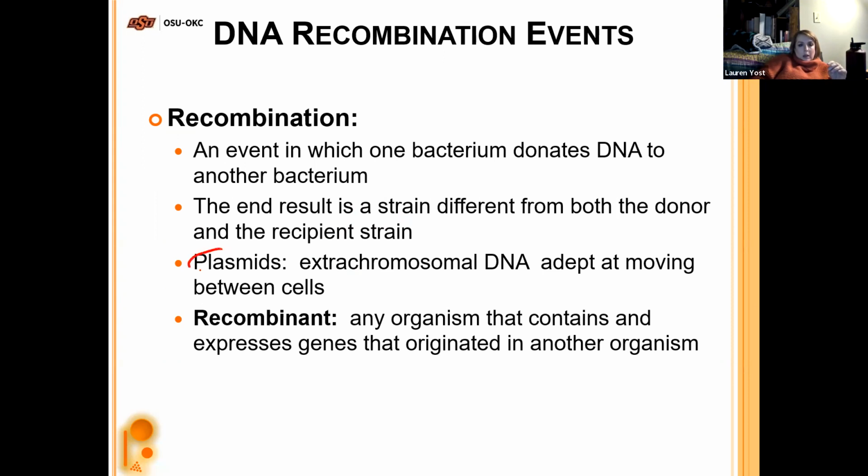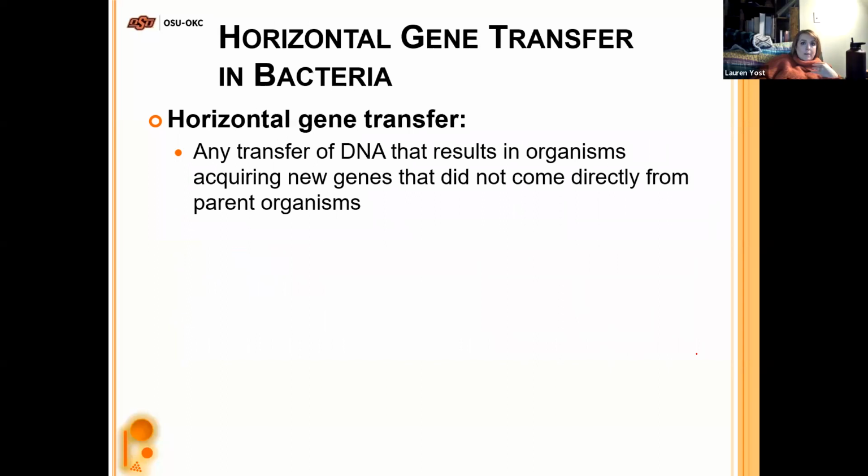A lot of times this happens with plasmids, those little extra DNA circles that can code for things like antibiotic resistance. Right. So recombinant is a term for the organism that expresses genes that it got from another one originally. It's not part of its original makeup. It got it from somebody else. That's a recombinant, a genetic recombinant. This is talking about genetic recombination.